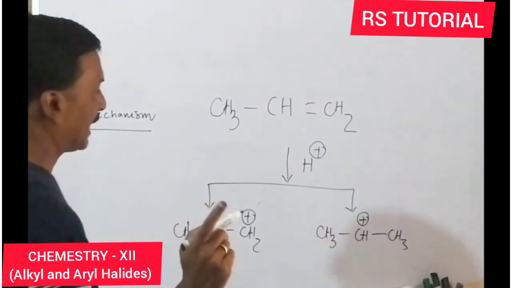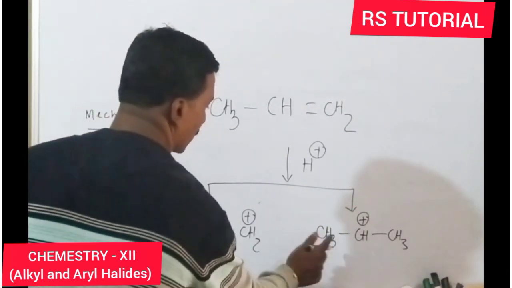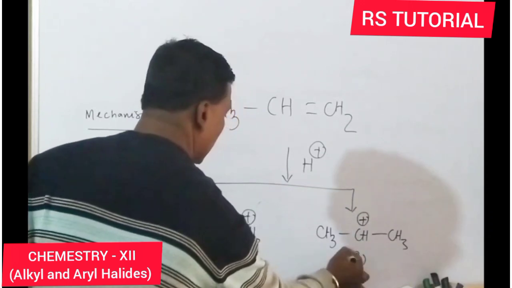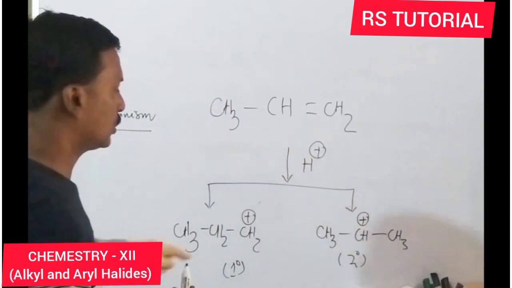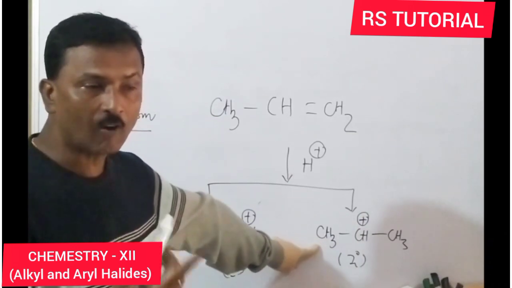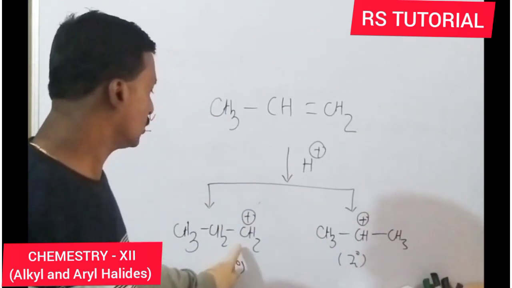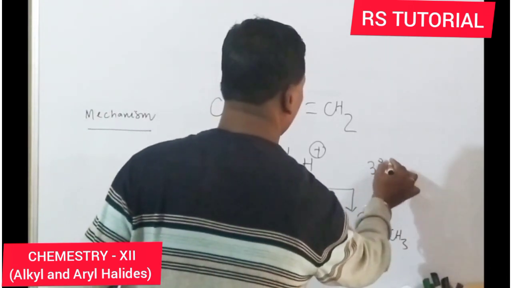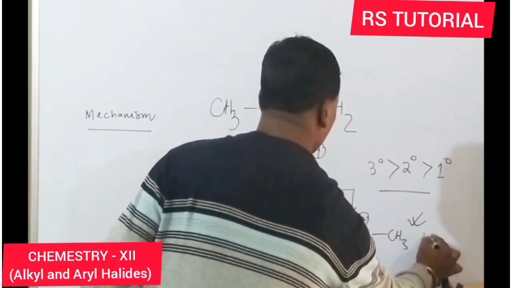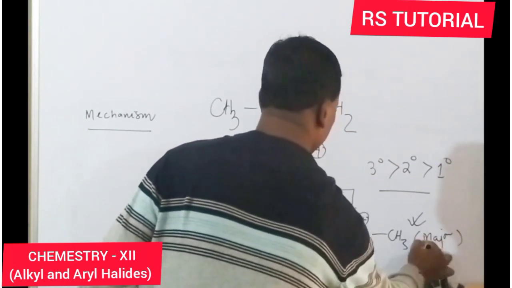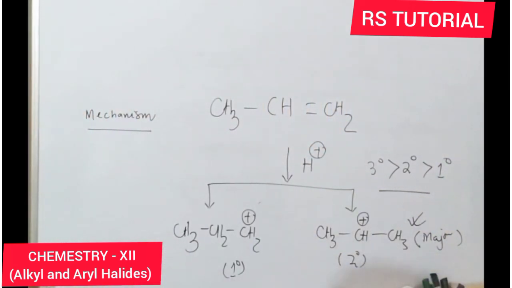So, according to Markovnikov's rule, this is the major product because this is the 2° carbocation and this is the 1° carbocation. The stable intermediate will form first. Okay, this is unstable. Stability is 3°, then 2°, then 1°. Therefore, this is your major product, major intermediate. I think all of you understand.